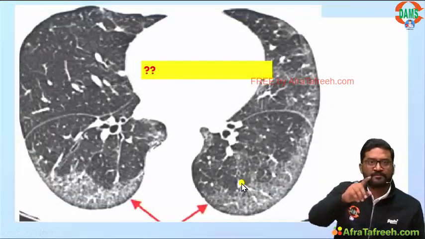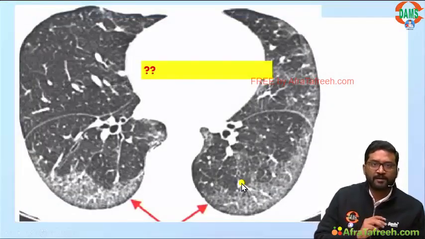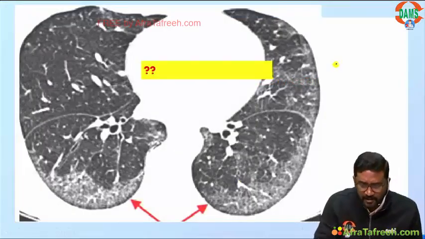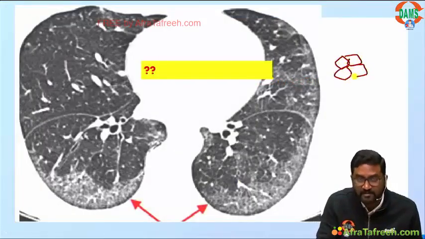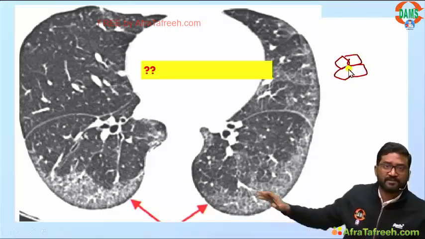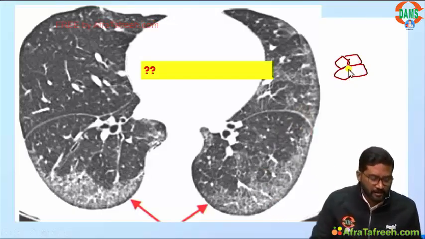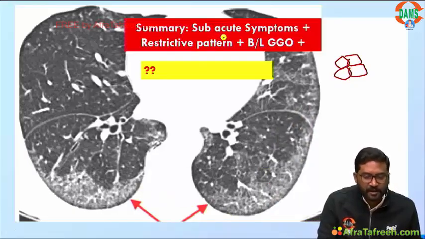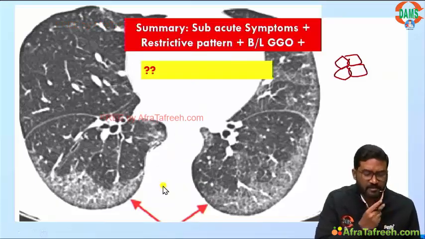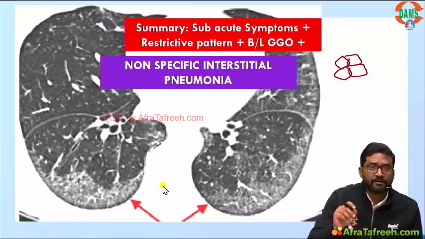Then what is this? This is just mild haziness, but in crazy paving pattern, with the same ground glass opacity, you will have a typical pattern like this, just like a pavement. Here you don't see that typical pattern. Now what is this? This is subacute symptoms, restrictive pattern, ground glass opacity. So this is nothing but non-specific interstitial pneumonia.